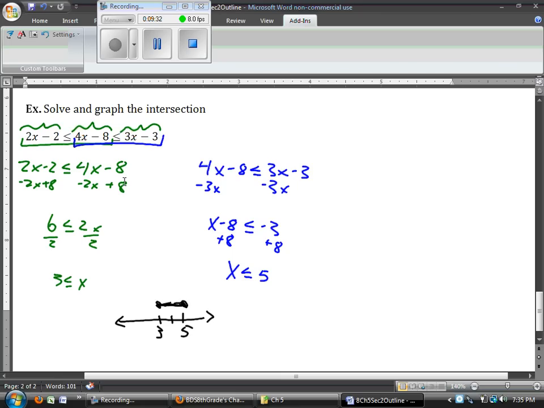Okay? So those are intersections. Replay this as much as you need to understand it, and we'll get some practice in class. Next video you see is going to be section 3, which is talking about another type of compound inequality called a union.